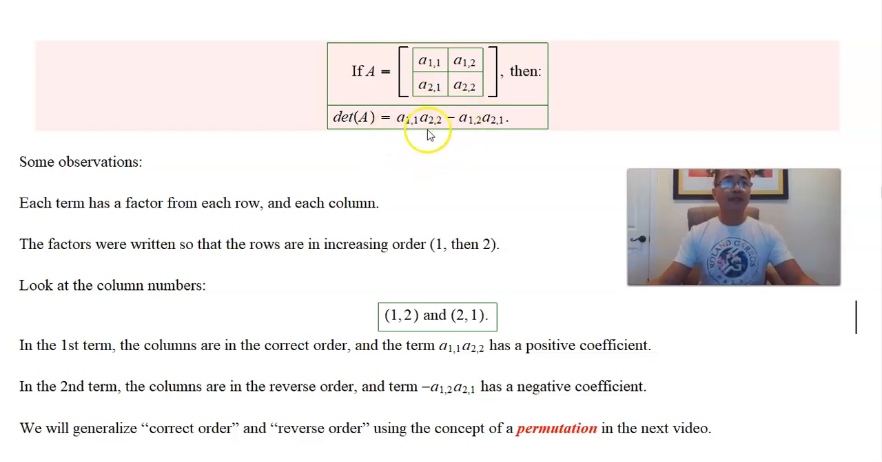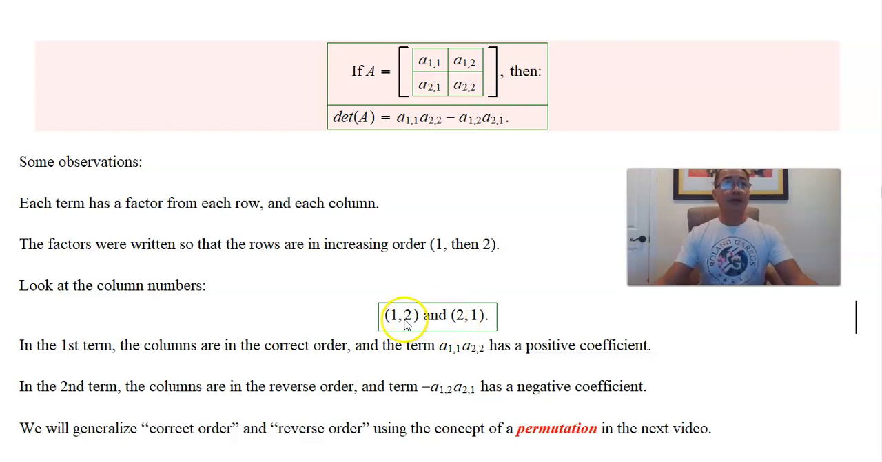So what are some observations from this formula if you write it this way? Well, there are two terms, and each term has a factor from every row and from every column. Row 1, row 2, column 1, column 2. But we wrote down the factors so that the row numbers are in increasing order. Okay? But now, let's look at the column numbers. In the first term, we have 1 followed by 2, so that's 1, 2. In the second, we have 2 followed by 1, so that's 2, 1.